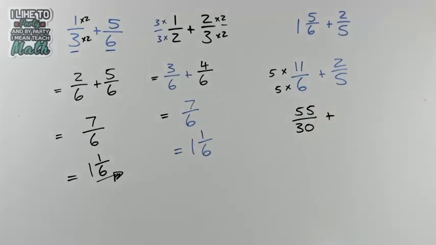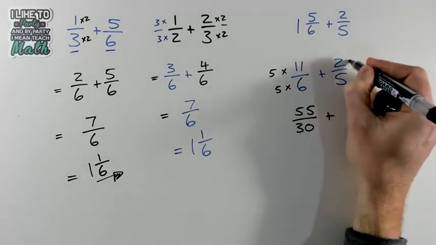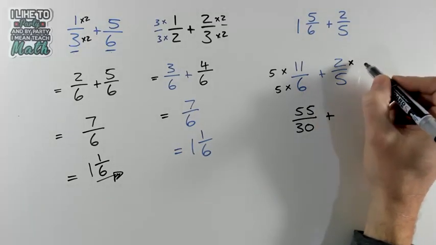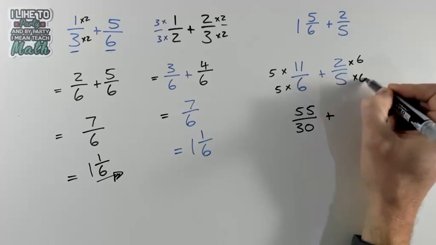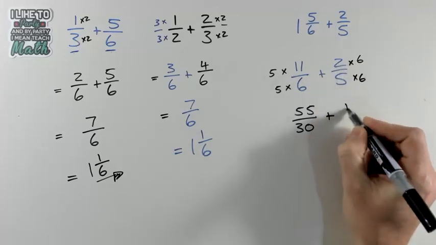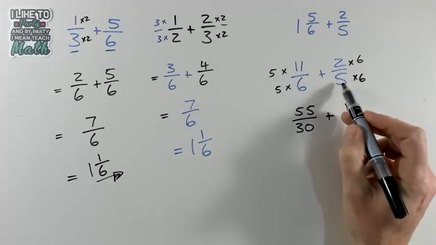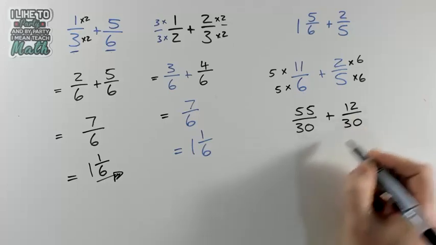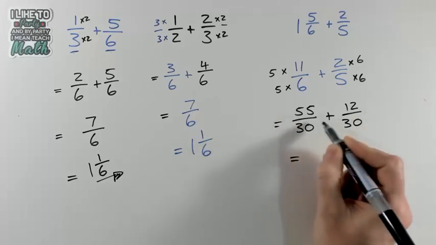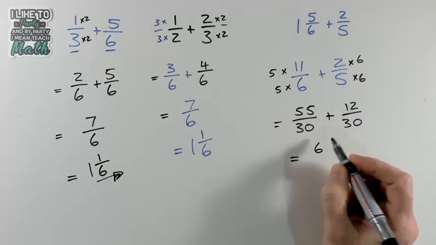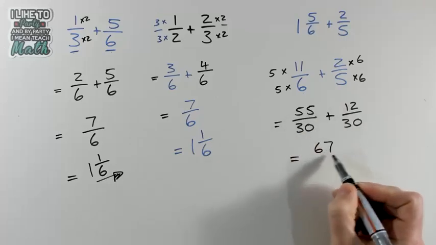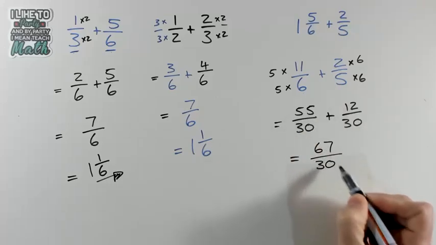And then on this side, I'm just changing up the colors. Okay, sorry about that. This side, I'm going to multiply by 6 top and bottom. So 2 times 6 is going to be 12. And 5 times 6 is going to be 30. And we're just going to add these together. So 55 and the 12 is going to give me 67. And that gives me 67 over 30.